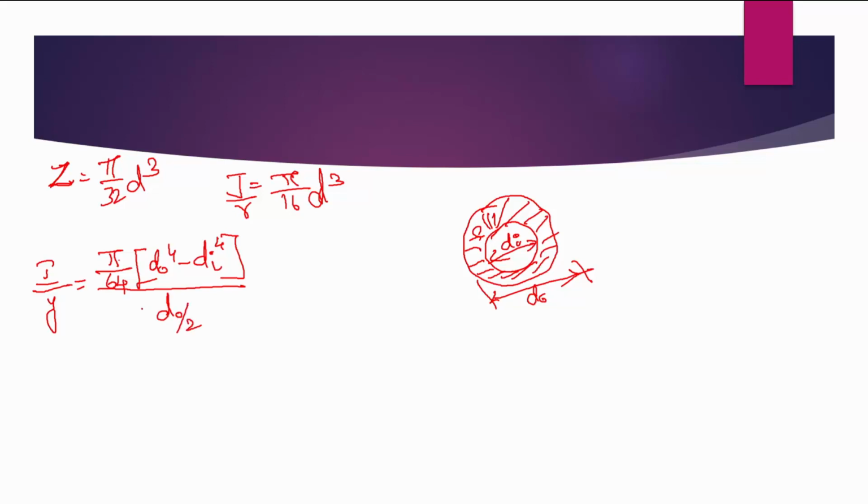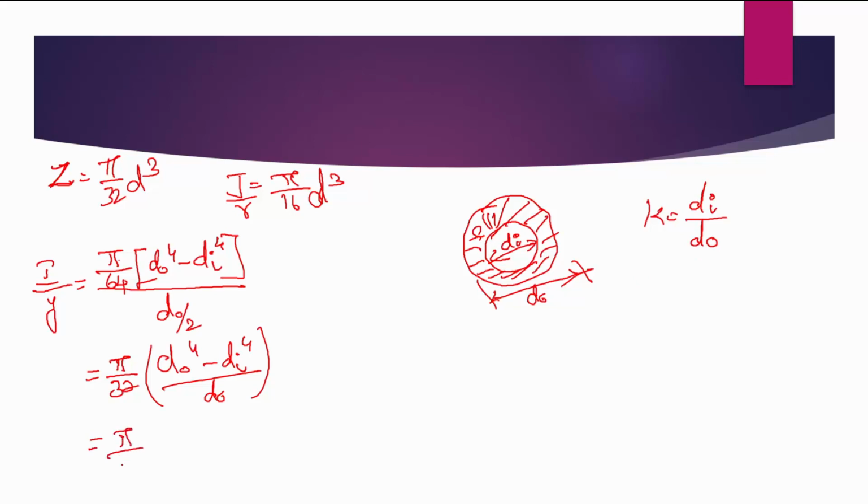That is your radius, which is equal to pi by 32 into (d naught power 4 minus di power 4) divided by d naught. So instead of having d cube, we have this term. We will introduce a term called k, where k is equal to di by d naught. This is the ratio of inner diameter to outer diameter.